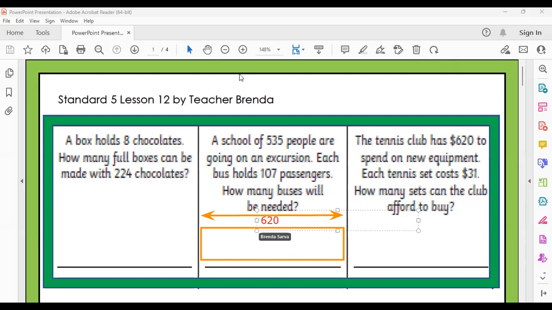And then I'm going to buy these so-called tennis sets, and every set costs 31. So I'm just going to draw a few groups here. These are the sets. I do not know how many sets, just like our chocolate question. But every set here costs me $31. This is also dollars. So the question is asking how many sets?